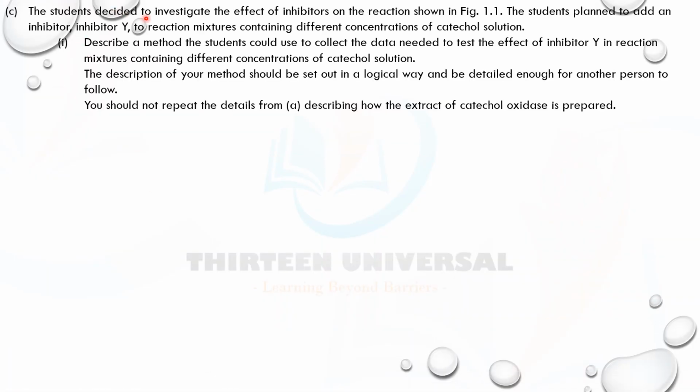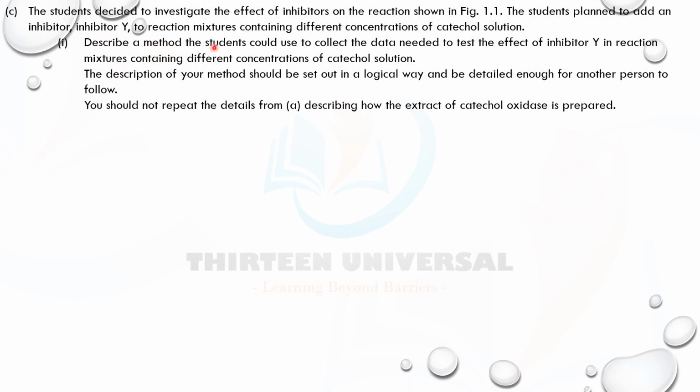The students decided to investigate the effect of inhibitors. So it's now changing the dynamics of this question. The effect of inhibitors on the reaction shown in Fig 1.1. The students plan to add an inhibitor Y to reaction mixtures containing different concentrations of catechol solution. Describe a method. A method is always coming out: 5 marks, 6 marks, 8 marks, 7 marks. That's a lot. Sometimes 9 marks. You have to master it.